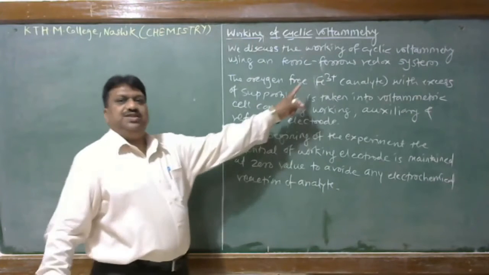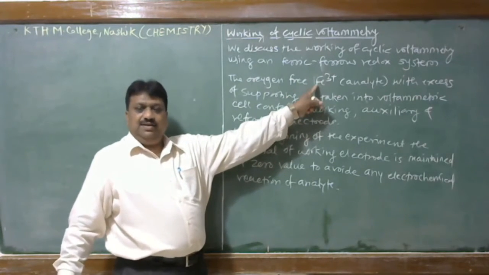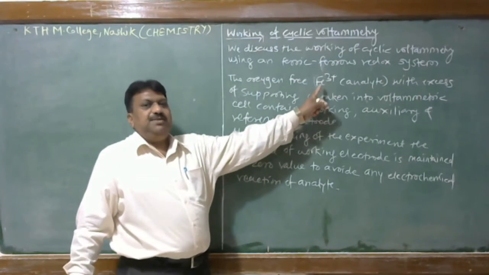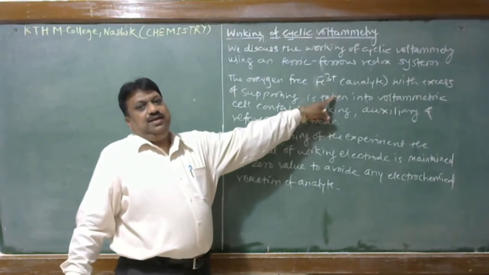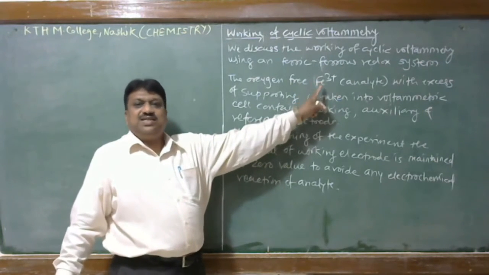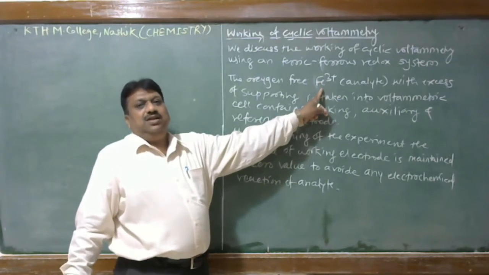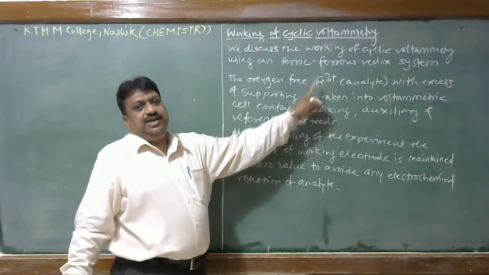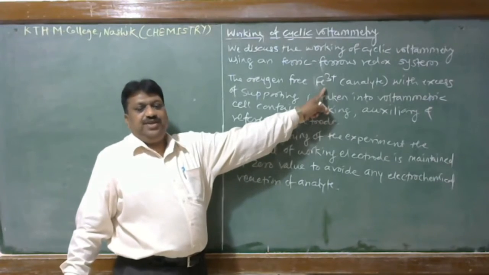In this study we take Fe3 plus as an analyte. Fe3 plus is present in its oxidized form. That means this will get reduced. And in this study, the first scan, that is a forward scan, we have to increase the potential from less negative to more negative in order to carry out the reduction of the Fe3 plus.